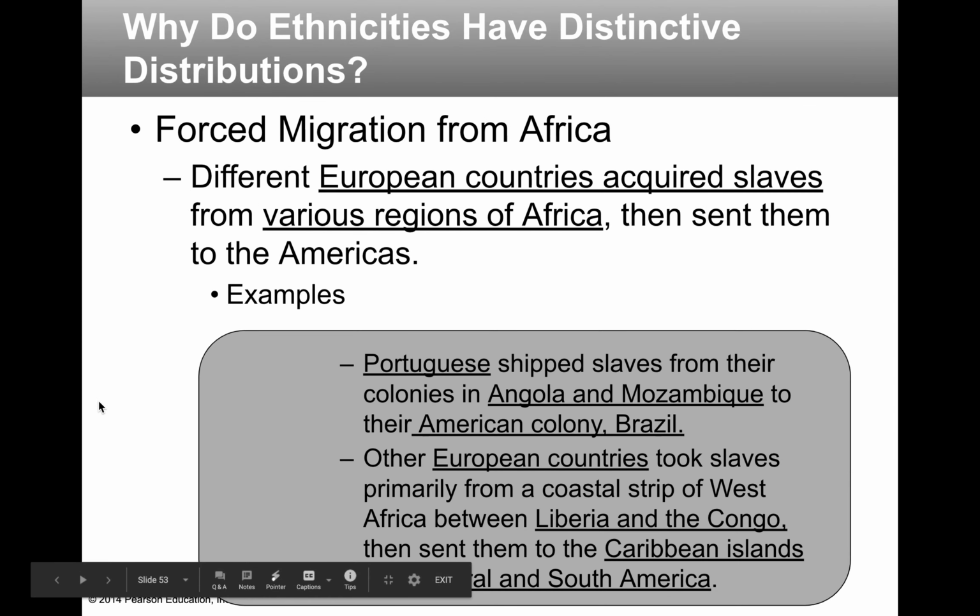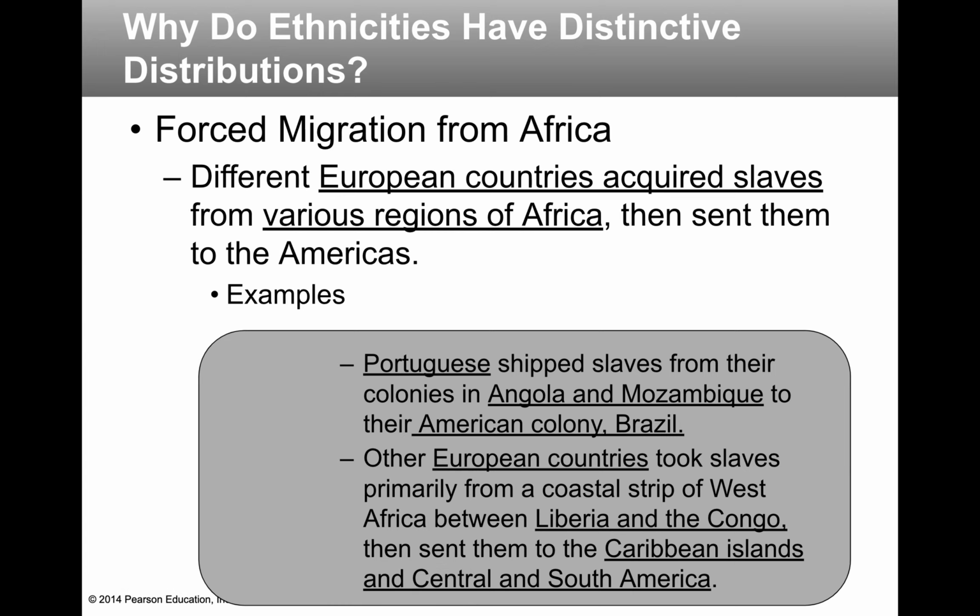European countries acquired slaves from various regions of Africa. Most Africans were taken from the interior and brought to coastal cities. It was first started by the Spanish and Portuguese. The Portuguese shipped slaves from Angola and Mozambique to Brazil. Estimates were over 2 million slaves were brought to Brazil.